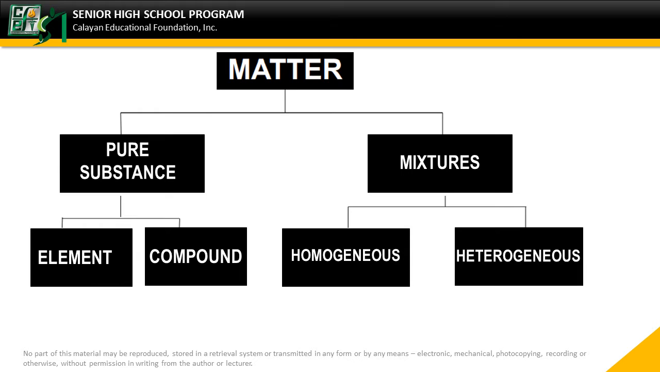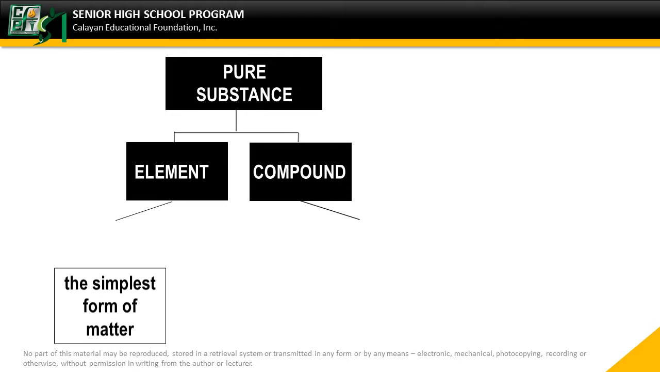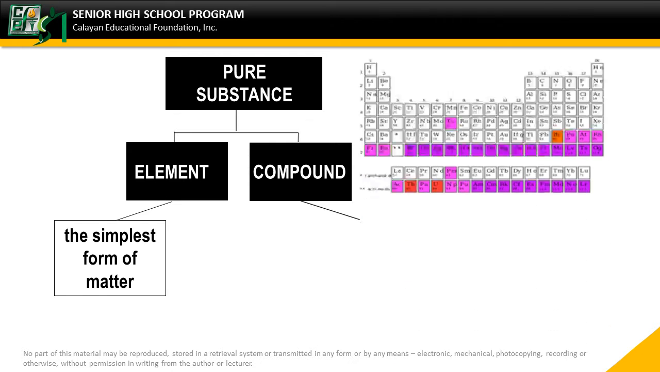Now let's first talk about pure substances. Pure substances can be classified as elements or compounds. An element is the simplest form of matter. Carbon in charcoal and oxygen are two of more than 100 known elements.